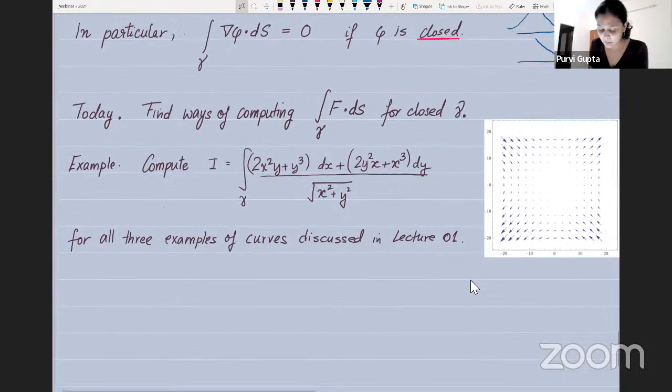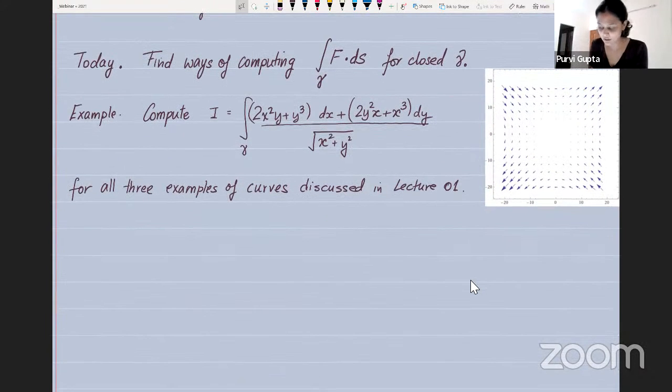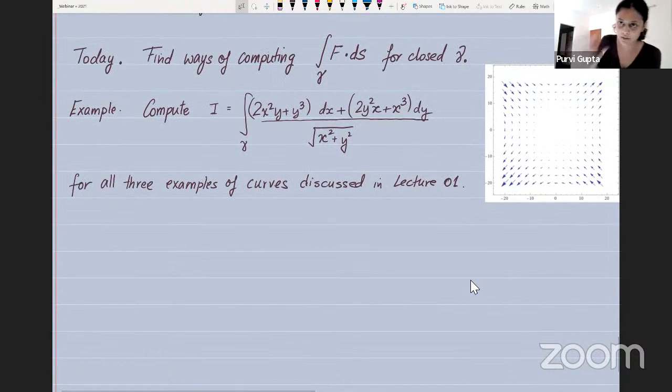So I thought I'll start with examples of these computations. This will also test if we understood the definition of integration or not. And it'll also be a way to revisit some of the notation we introduced. So I have a little picture of this vector field. I want us to compute this particular integral. Of course, I have chosen this integral for a certain reason.